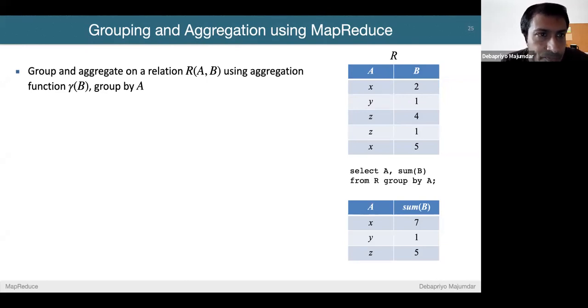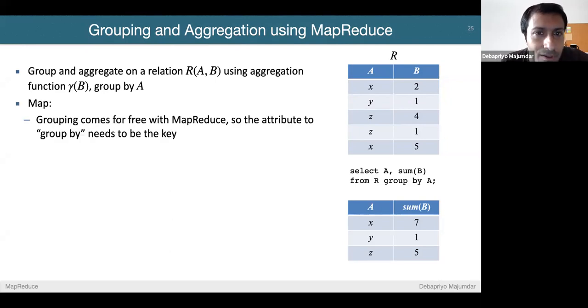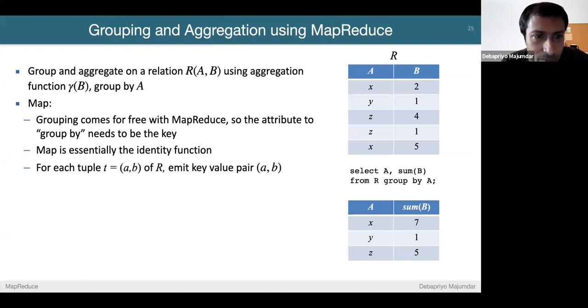Group by A. So the map will have to do really nothing because grouping comes for free with MapReduce, right? So the shuffle is basically grouping. So the attribute group by is all that needs to be the key. So map will not have to do much. So the map is essentially the identity function, but the key has to be chosen properly. Obviously, if you are grouping by B, then B has to be the key.